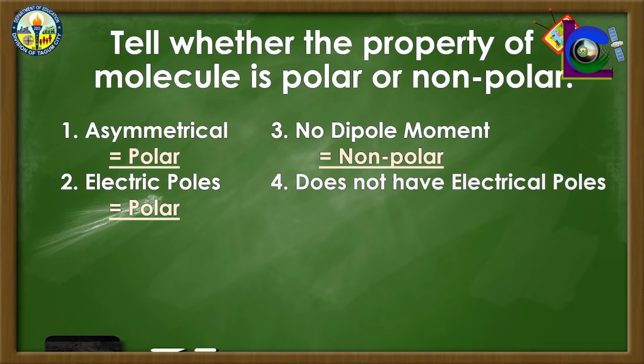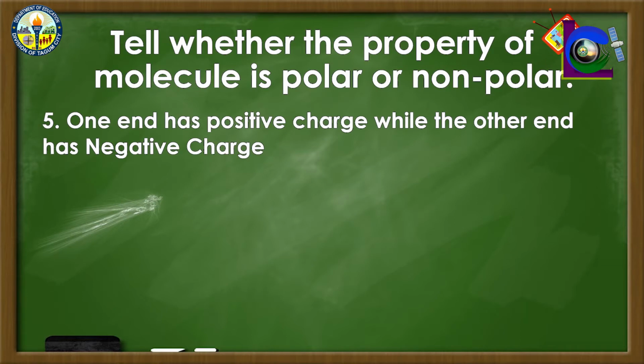Does not have electrical poles. You're right, it's non-polar. Number 5. One end has positive charge, while the other end has negative charge. Correct! It's polar. Number 6.